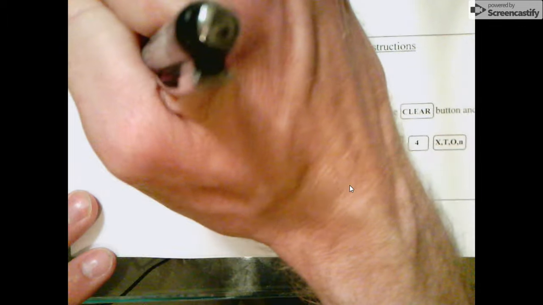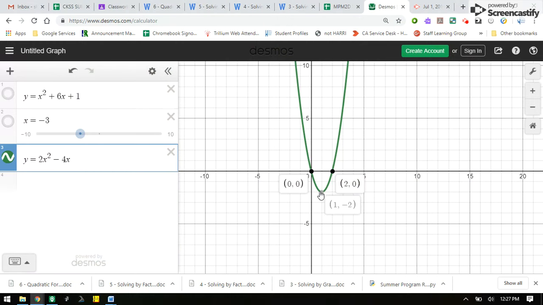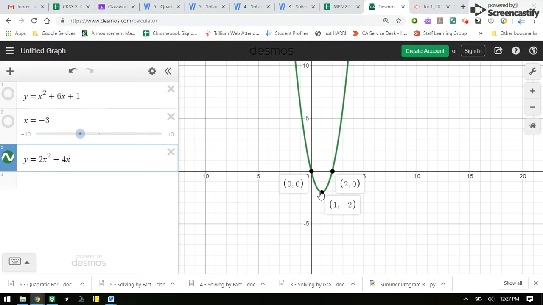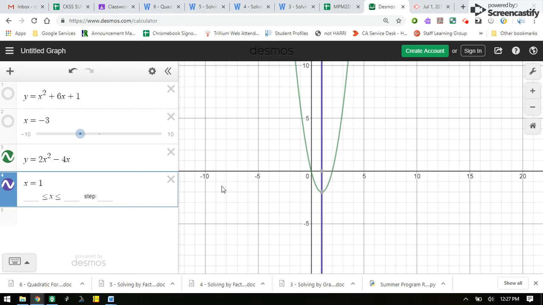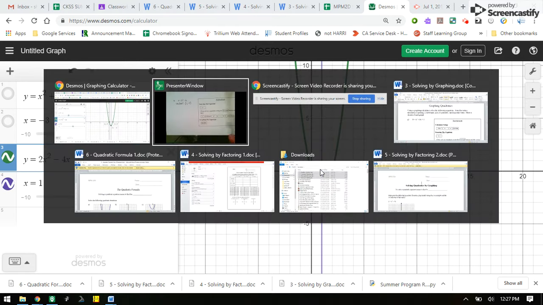Yay! The vertex is right here. It's 1, -2. You'll notice that if I were to just draw the axis of symmetry in, x equals 1, you'll see that the x-intercepts are actually the same distance. They're 1 unit away from the axis of symmetry on either side, right? That always happens. Always, always, always.